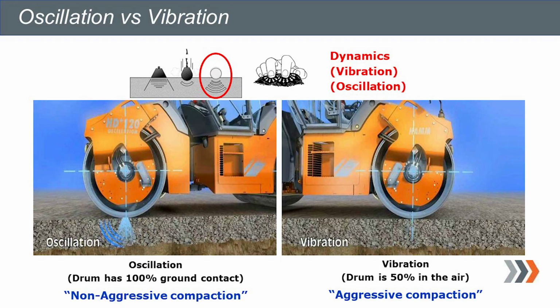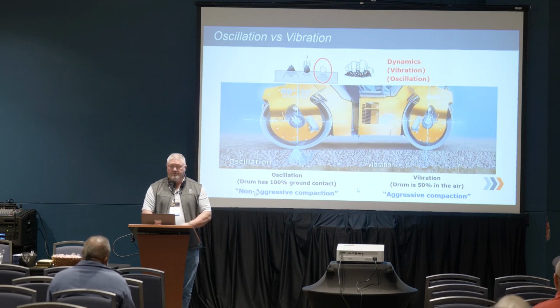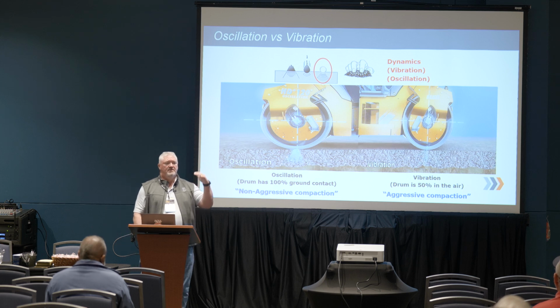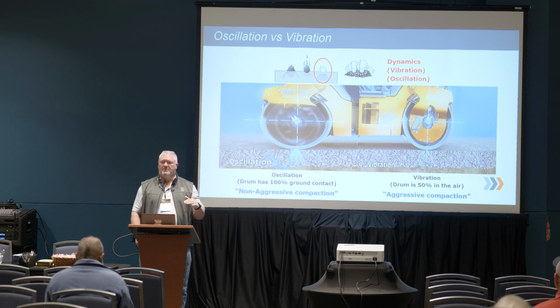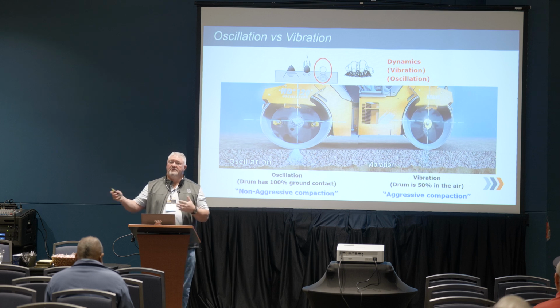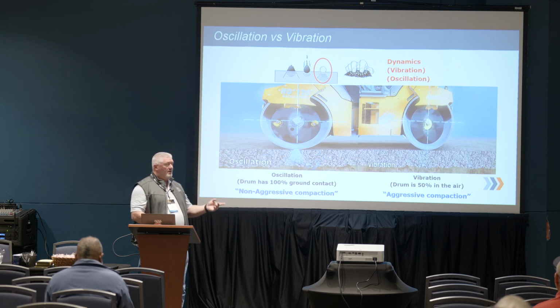This one here just shows the example of the difference between an oscillation drum and a vibration drum. Vibration is a very aggressive compaction effort because 50% of the time the drum's in the air, the other 50% it's on the ground. It creates a seismic activity that could be detrimental to surrounding buildings or lower substructures.